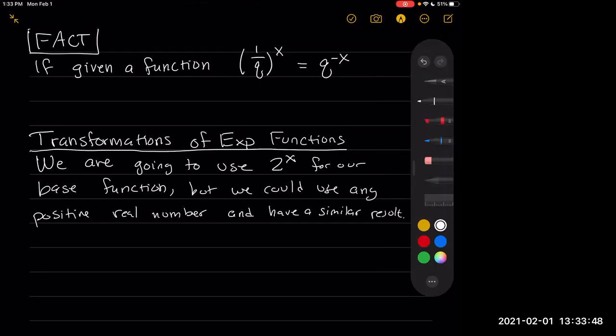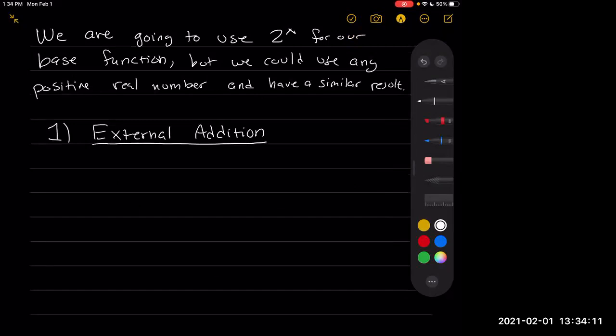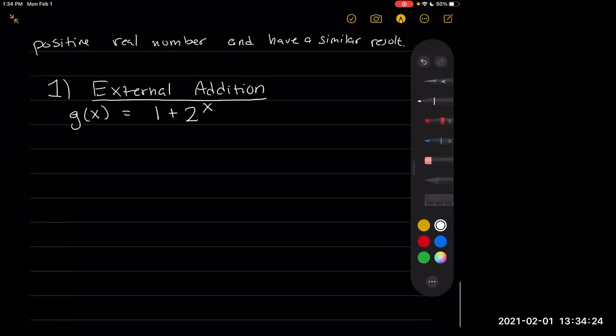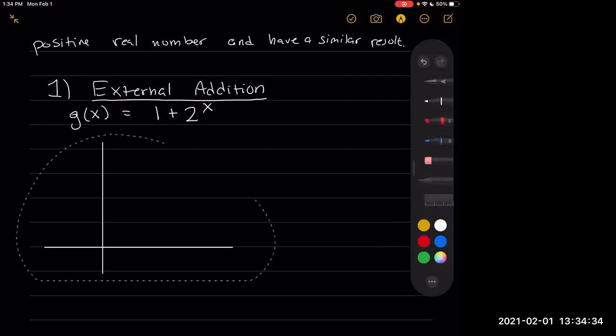Okay, so first, we're going to look at external addition. So these should remind you of how we transformed graphs in chapter 3. It's all very similar, except this time our base graph is exponential instead of polynomial. So with external addition, let's take g of x equals 1 plus 2 to the x. So this will shift our graph up by 1. So if I graph some axes, and I'm actually going to just copy this axis because we're going to be drawing a good amount of graphs.